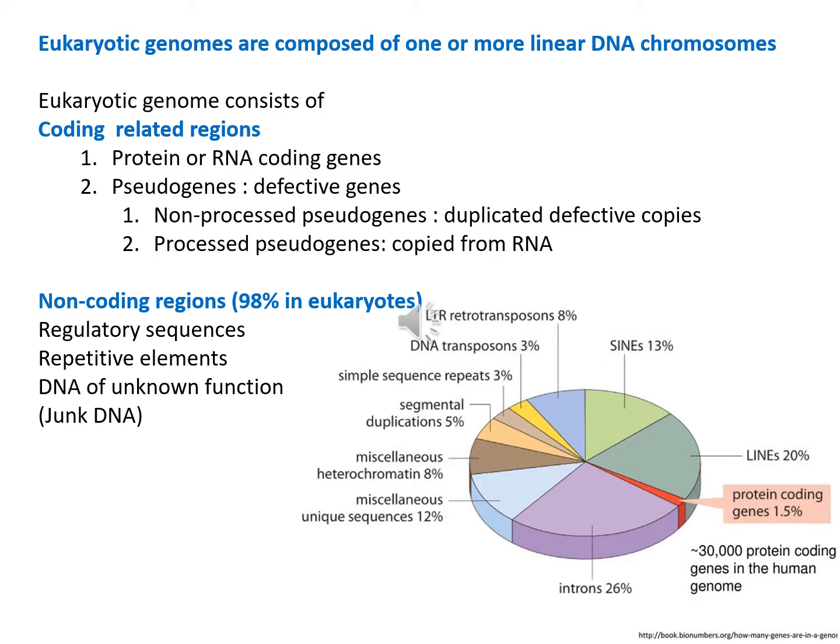Now let's look at the eukaryote genome. In eukaryotes, the genome is one or more linear DNA molecules. These are associated with histone proteins to form chromosomes. If you look at the composition of the human genome, now that the human genome is fully sequenced, only 1.5% of the total human genome represents coding regions.